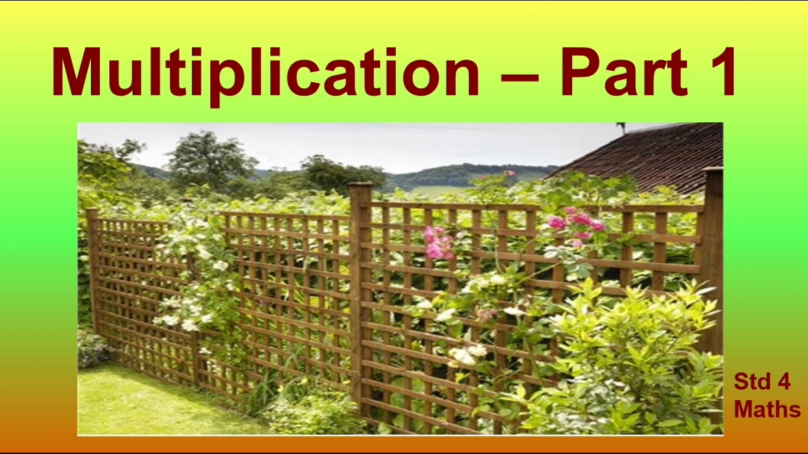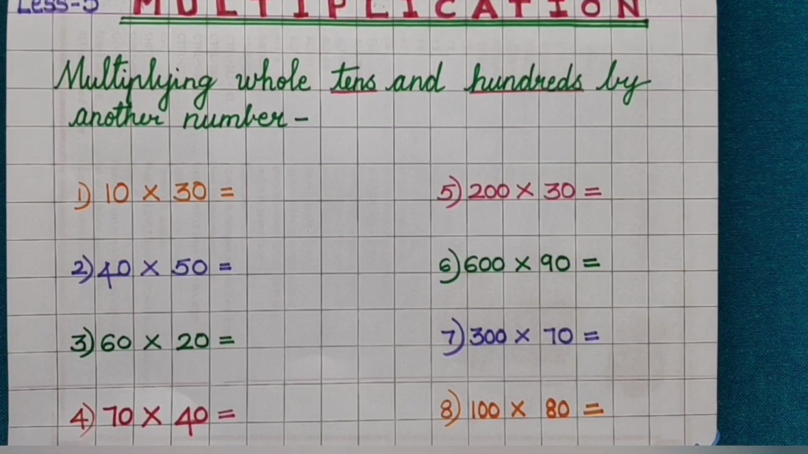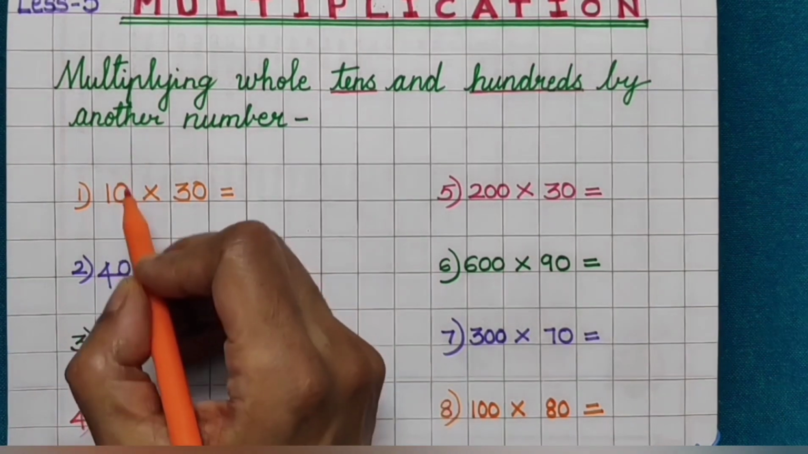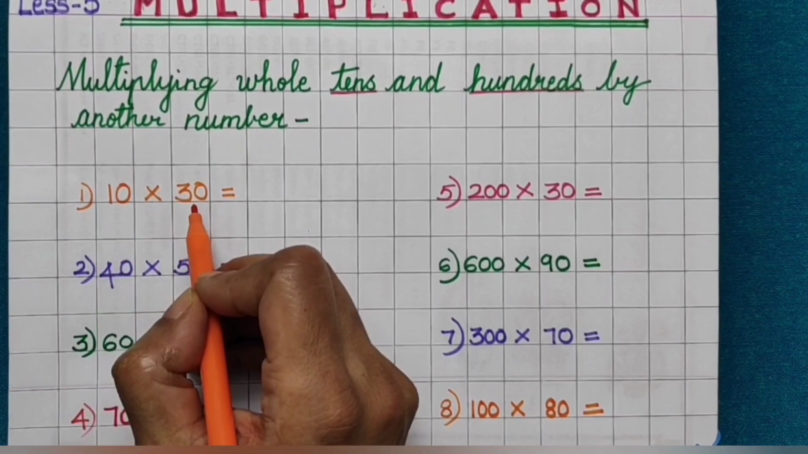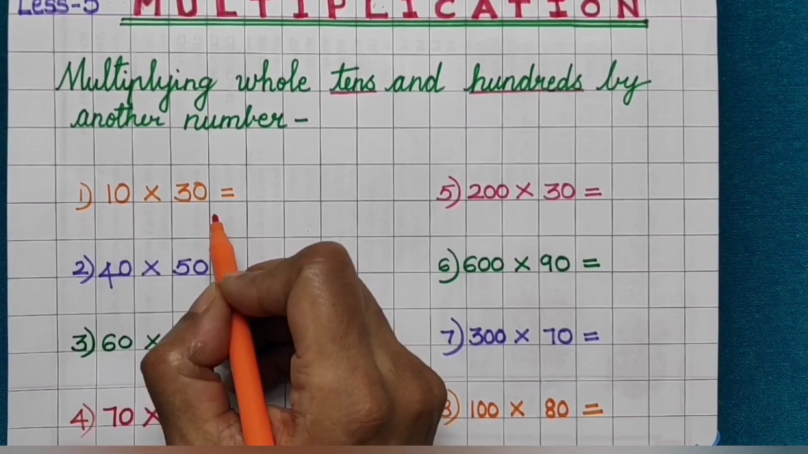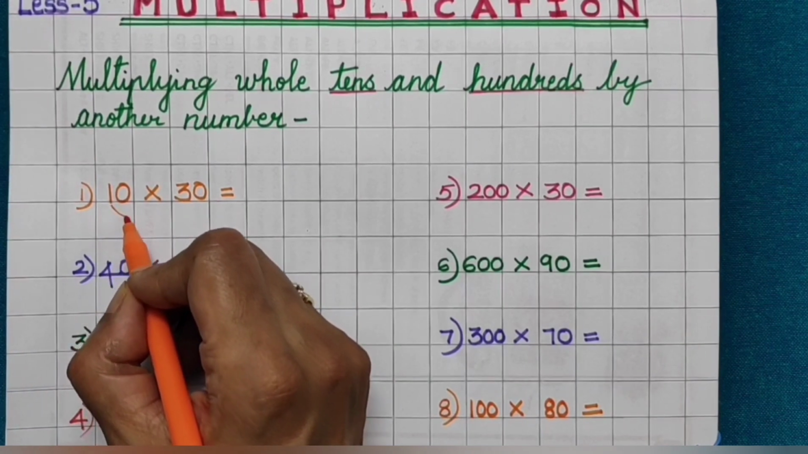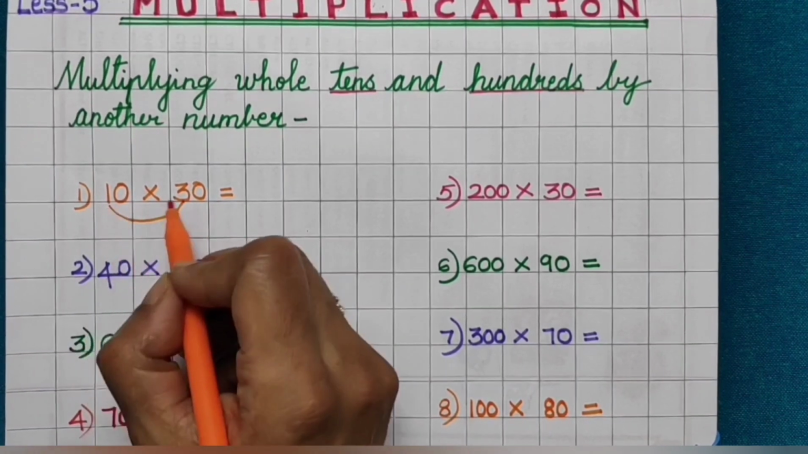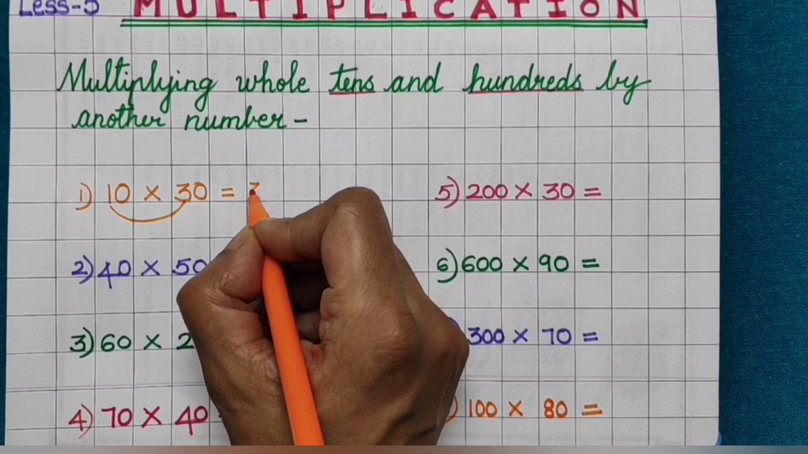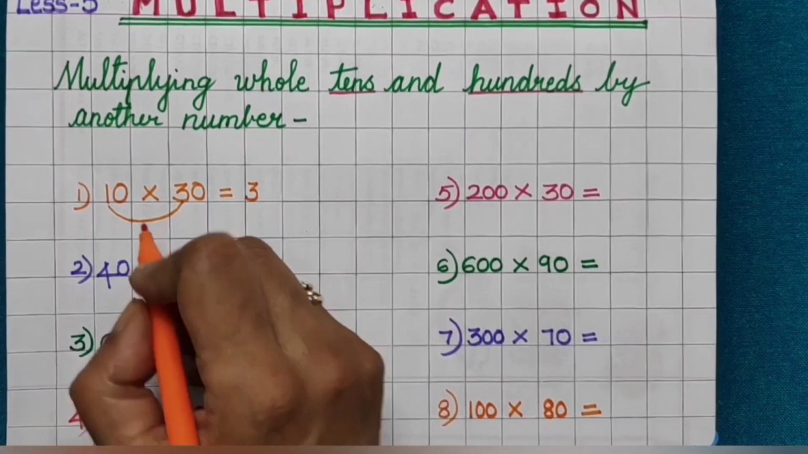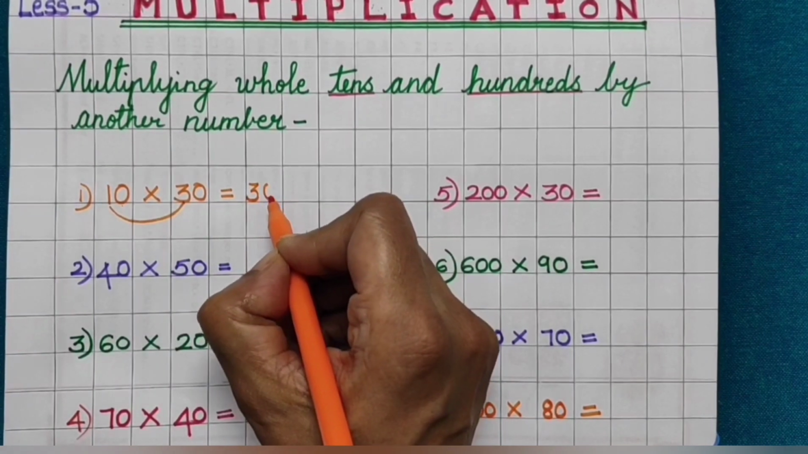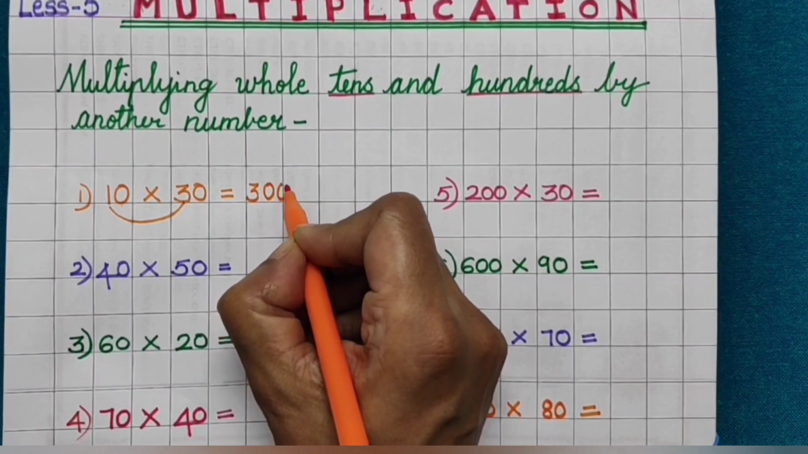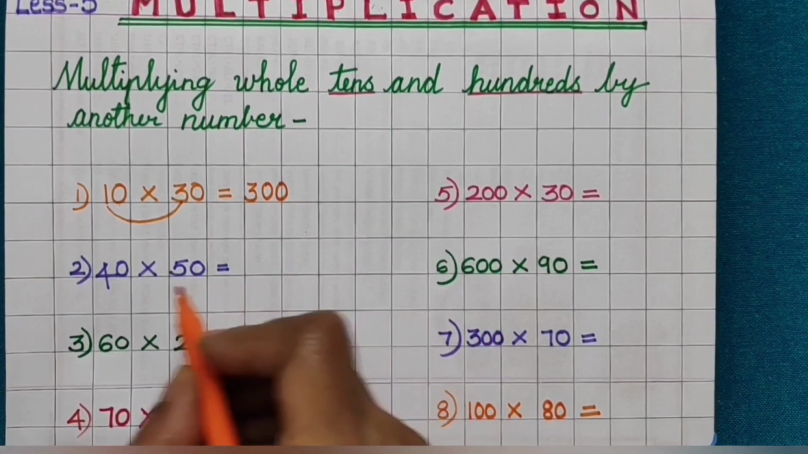So let's begin. Multiplying whole tens and hundreds by another number. Now we have got two whole tens here. 10 is a whole ten and 30 is a whole ten. Now in such cases what do we do? We multiply the numbers. So what is 1 threes? 1 threes are 3. How many zeros? You have 1 zero here, we have 1 zero here. So that makes it 2 zeros. So the answer is 300.